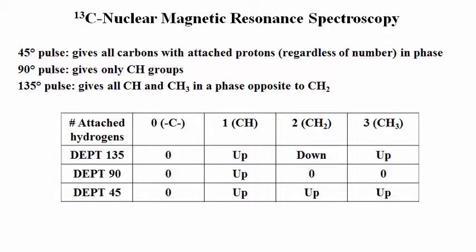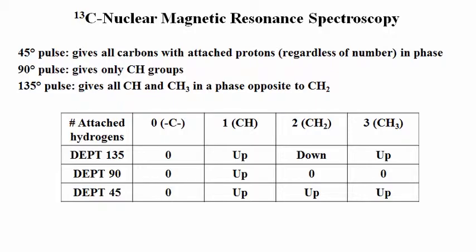And so a DEPT 135 spectrum, a DEPT 90 spectrum, and a DEPT 45 can be distinguished from one another based on the types and the phase of the signals that they give. Again, this all is determined by the number of hydrogens that are attached to each carbon. And so I have here a chart that labels, for carbons with 0, 1, 2, or 3 hydrogens attached to them, for the different DEPT spectra, whether or not they're going to show a signal at all, or whether they're going to be pointing up or down.